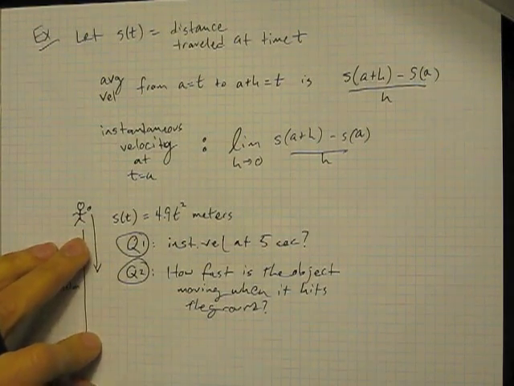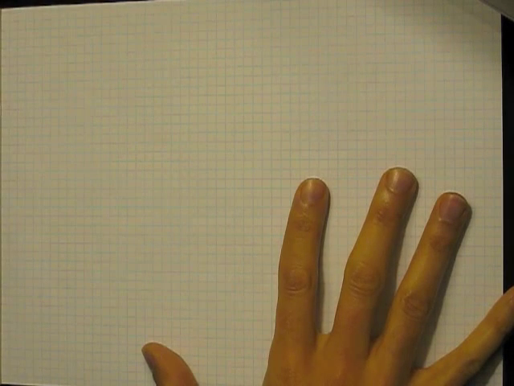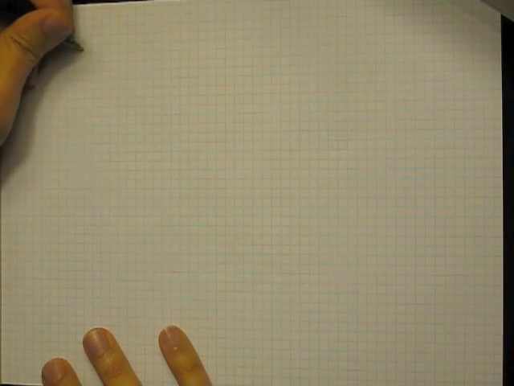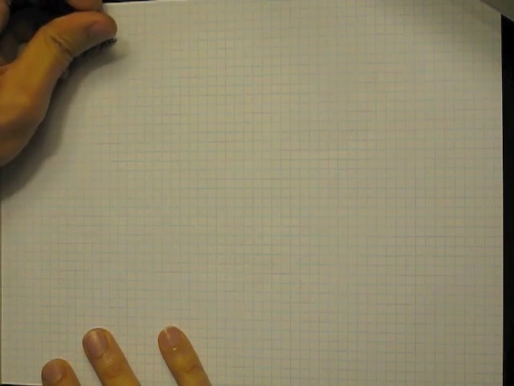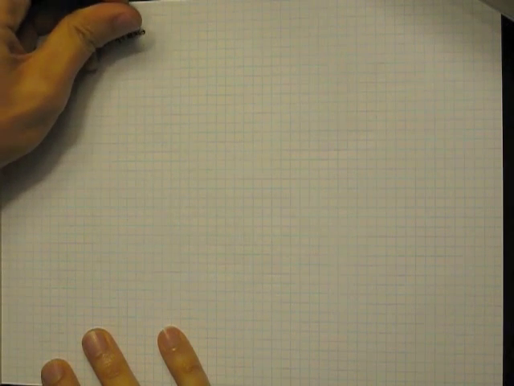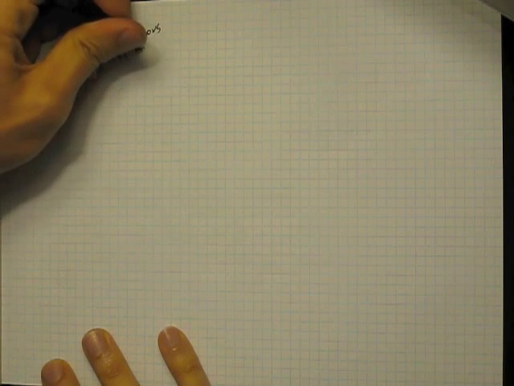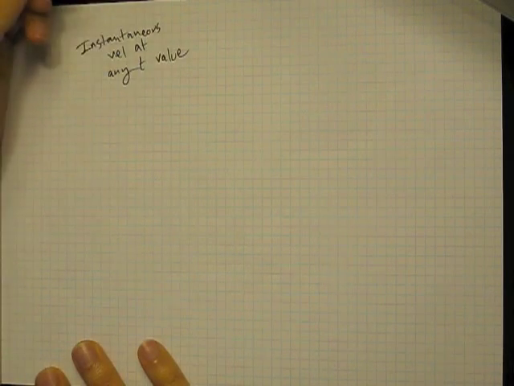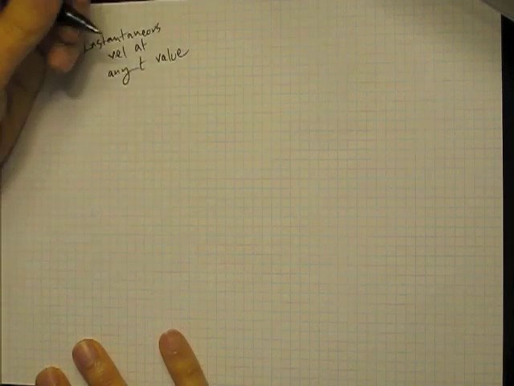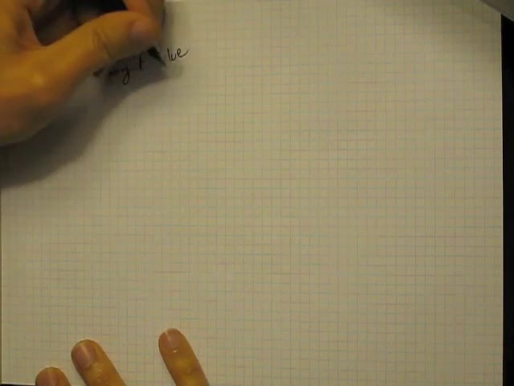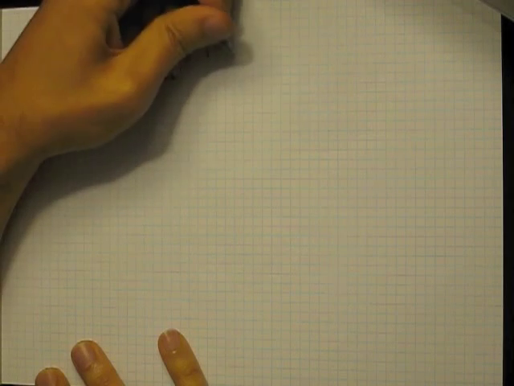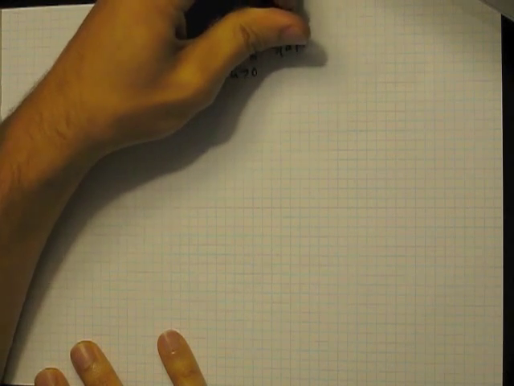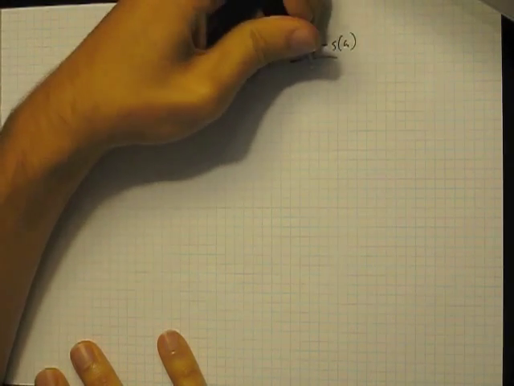Let's answer them. So I'd like to start off just by saying, well, we can compute the instantaneous velocity for any value of t that we like, at any t value, by using the definition we just used. So for that t value, let's say t equals a, that was our limit as h goes to 0 of s of a plus h minus s of a over h.